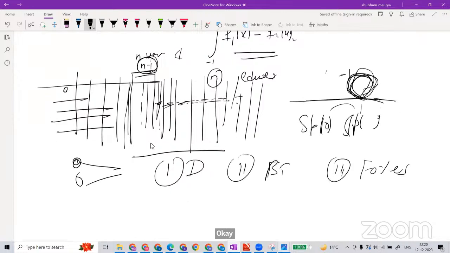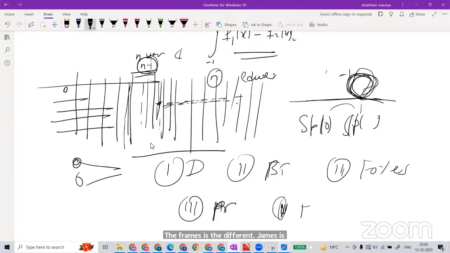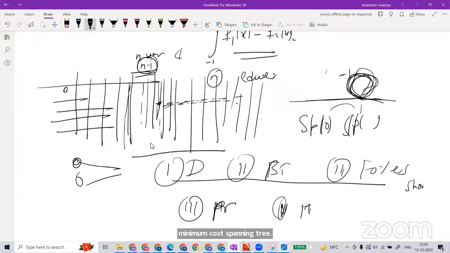Prim's is different, Kruskal is different. Prim's and Kruskal are used to find the minimum cost spanning tree. But these three are actually used for the shortest path.